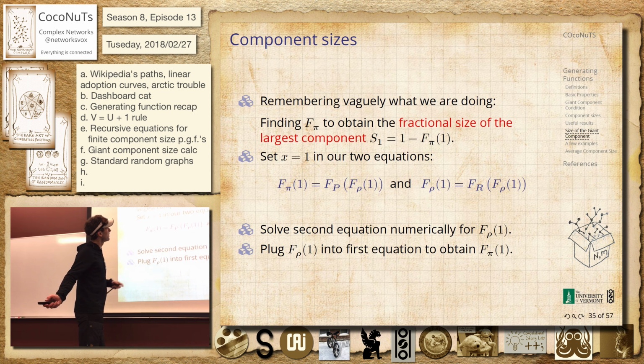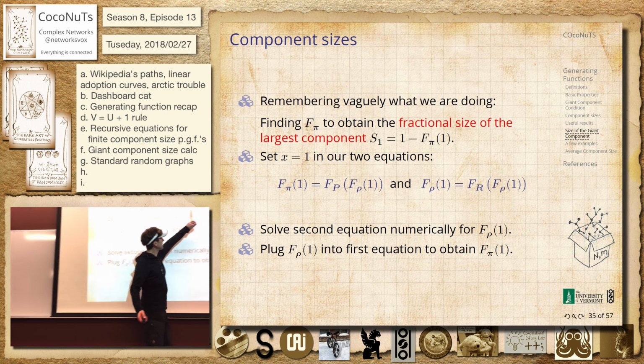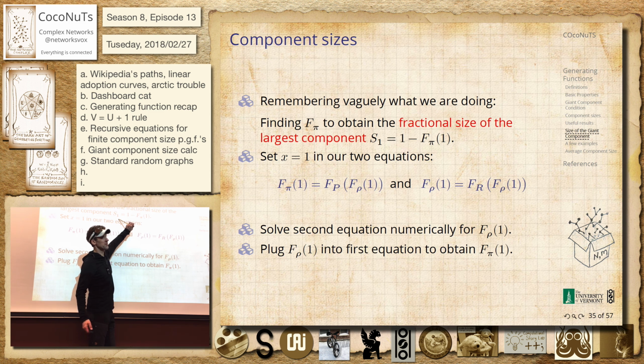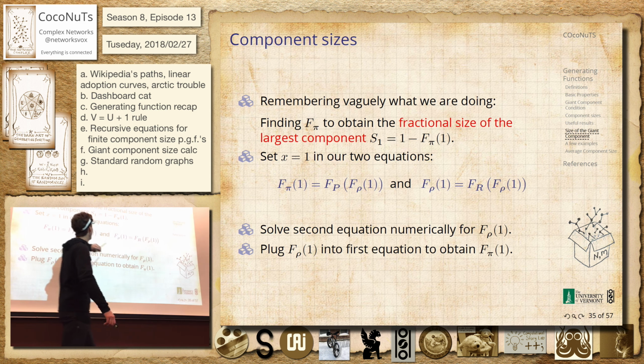Yeah, that's right. 1 minus the sum of all these probabilities is going to be S1. So this is a fractional size, or you can interpret it as the probability that the node you chose is part of the giant component.